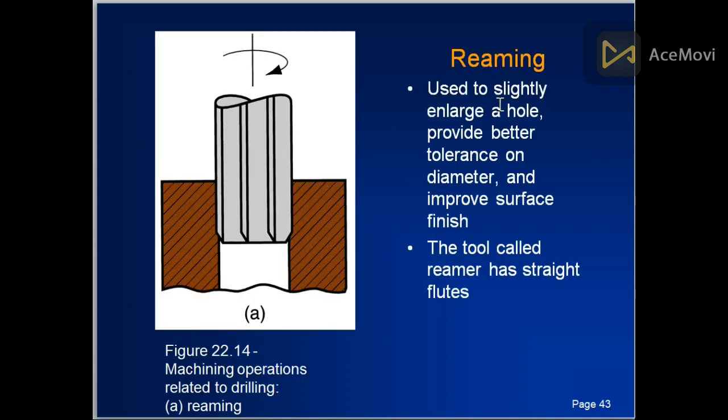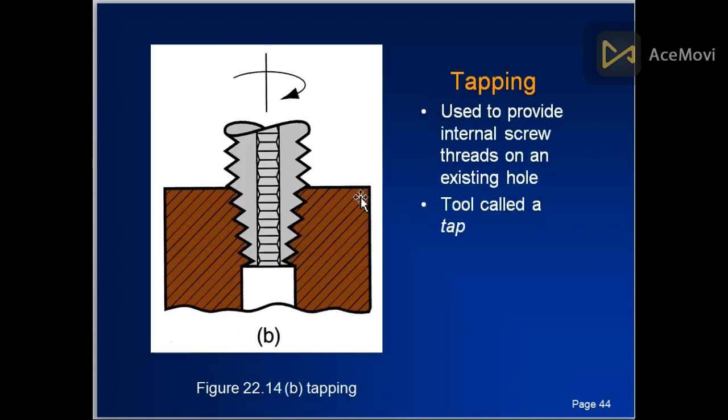First of all, reaming. Reaming is used to slightly enlarge a hole, provide better tolerances on diameter and improve surface finish. This is the first hole, and in reaming, the diameter is enlarged a little bit. So this is the thing. Tapping. Tapping is used to provide internal screw threads on an existing hole. The tool is called a tap. In this, the threads are given to the internal surface by rotating the tool.